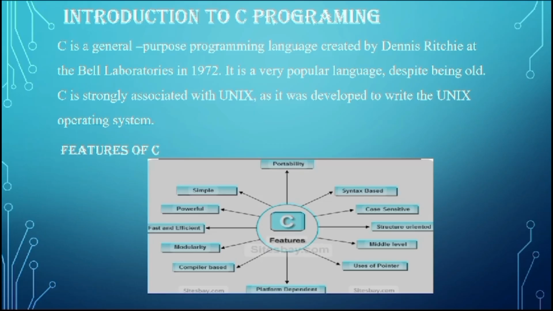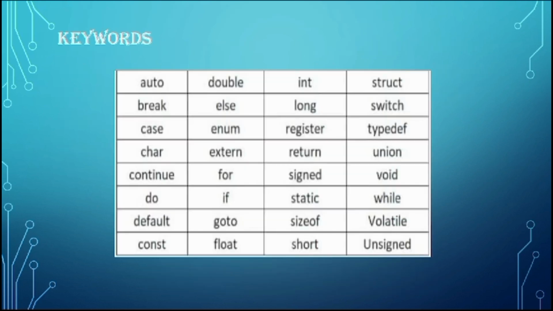It is used to write compilers, operating systems, text editors, database systems and many more applications. So, by understanding the C programming language, it can help us to work on computers and design applications. These are some keywords used in the C programming language.